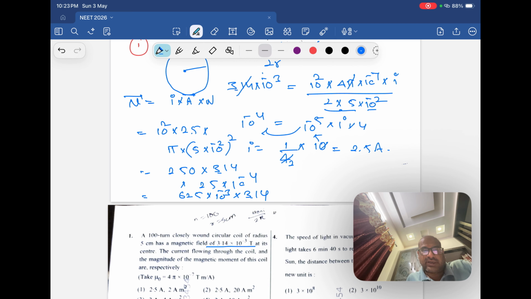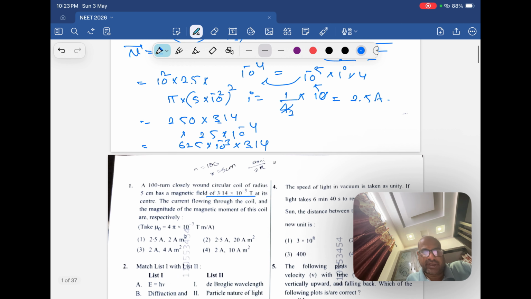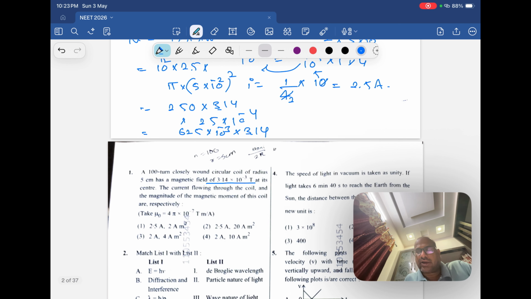So approximately 625 into 3 is 1875, approximately 1900. So 1.9 some change will come. 1.97 means you can nearly round off to 2 ampere per meter square. Therefore you can make it as 2 ampere per meter square. In that sense, the first option will be your right answer.